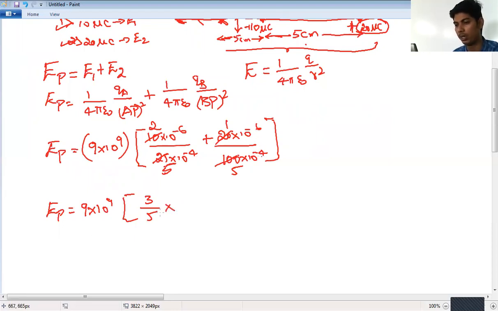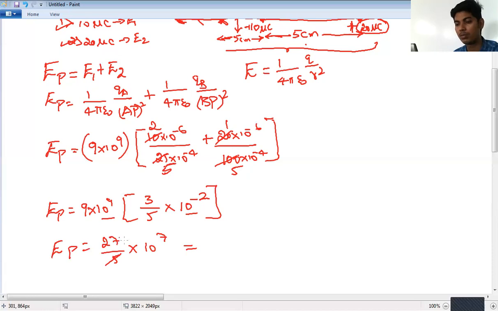10 power minus 6 divided by 10 power minus 4 will be 10 to the power of minus 2. So EP is equal to 9 3s are 27 by 5 into 10 to the power of 7. Correct? 10 power 9 into 10 power minus 2 is 10 power 7.